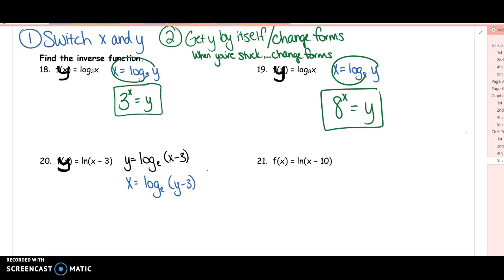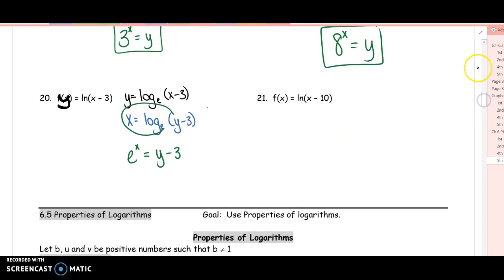Second step, change forms. Because we wrote it out as log base e, our base is e, do the log ride. Woo! E to the x equals y minus 3. Is y by itself right now? No, we have to get y completely by itself. What could we do to get that y by itself? Add 3 to both sides. So e to the x plus 3 equals y.